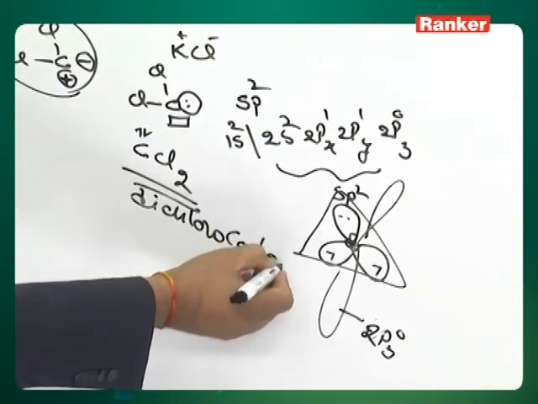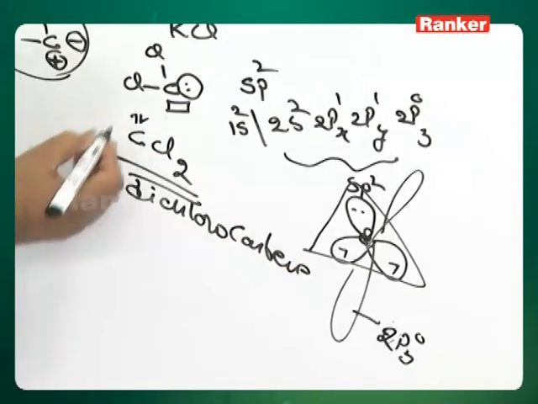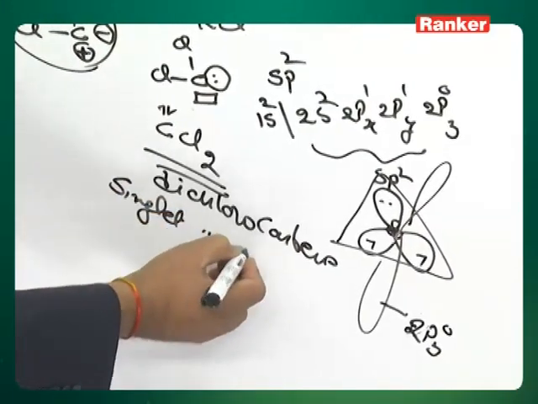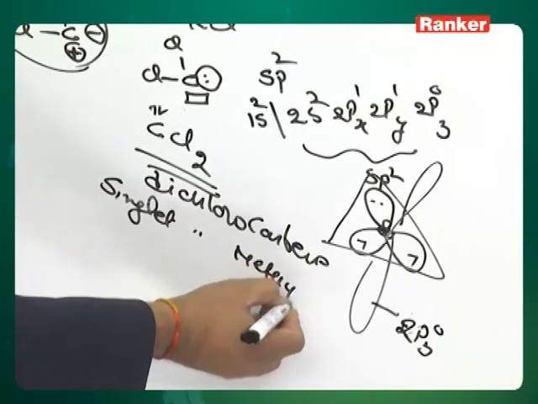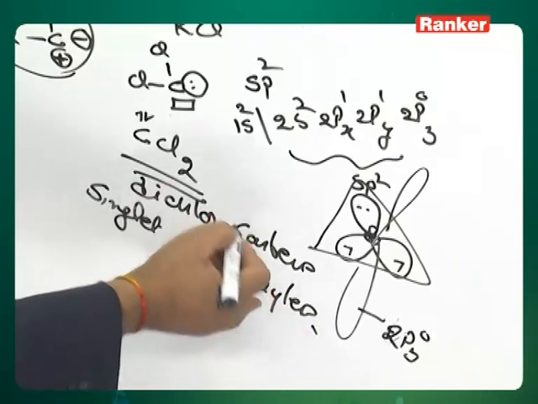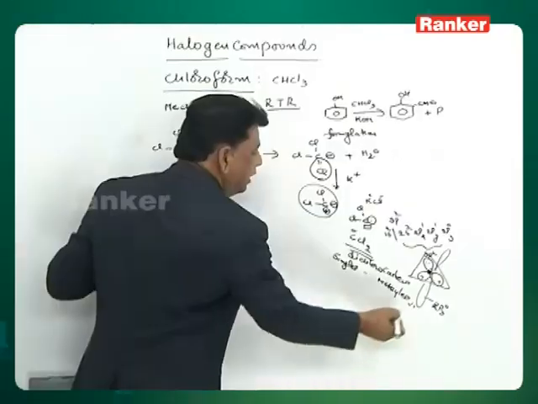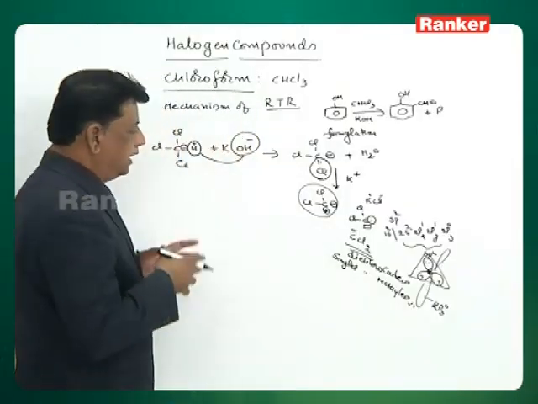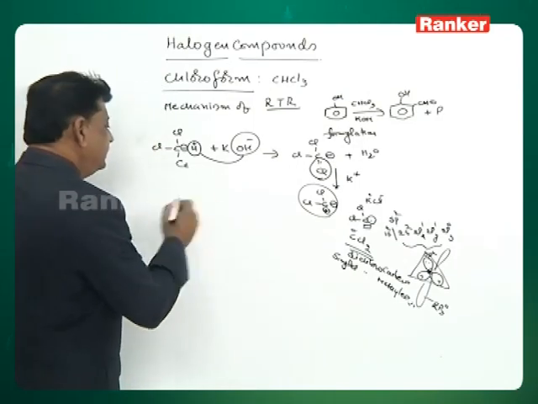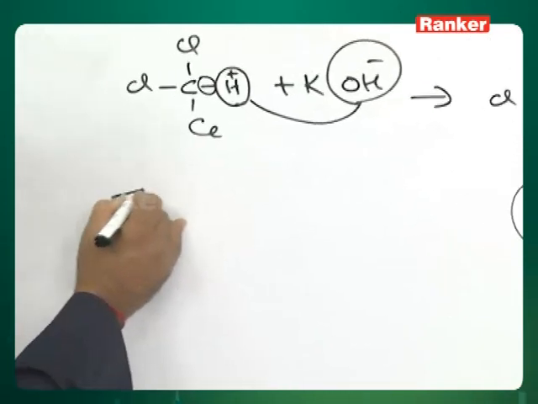Dichlorocarbene, or specifically you can say it is a singlet dichloromethylene carbene. Why methylene? Because CH2 is called methylene. In the methylene that carbene is there, so singlet dichloromethylene carbene is the total nomenclature. Now let us see how the reaction is proceeding.